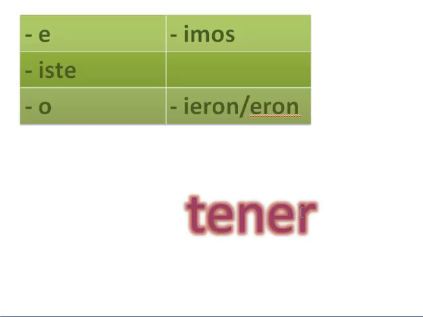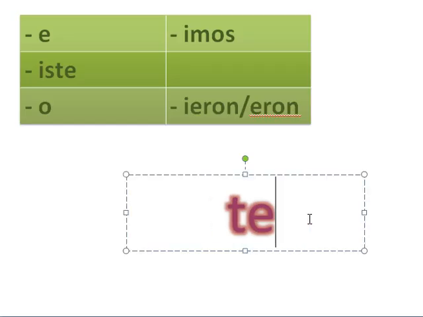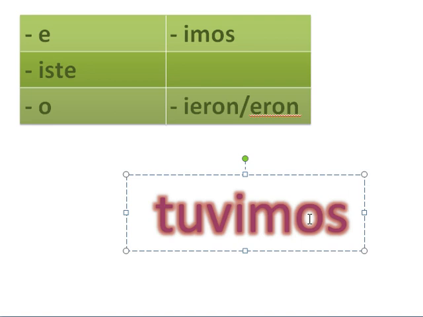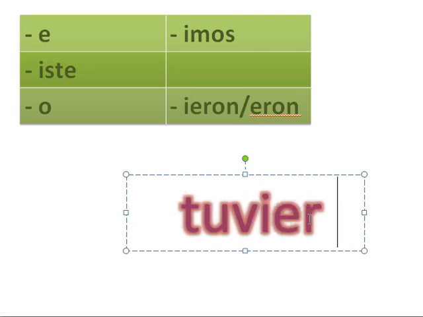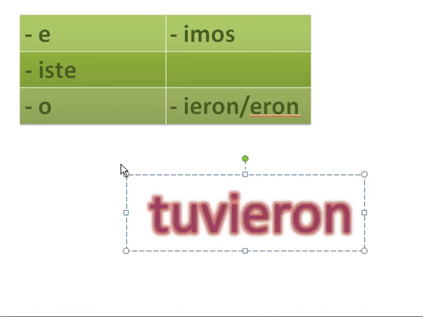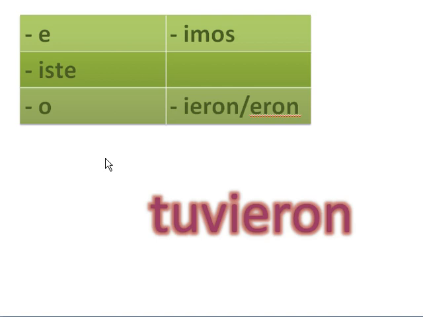Now, for tener, the beginning changes into tuv. And if I wanted to do yo, I would just add the ending for yo, which is an e. So yo tuve, tú tuviste, él tuvo, nosotros tuvimos, and ellos tuvieron. And that's pretty much the same thing you do for all of them, except for there are some special occasions.